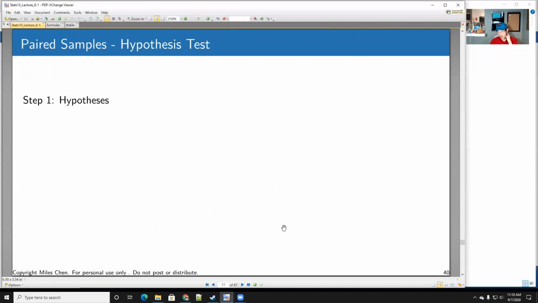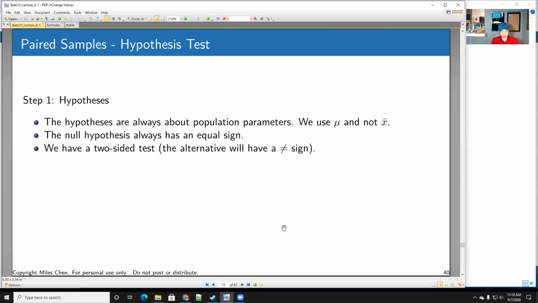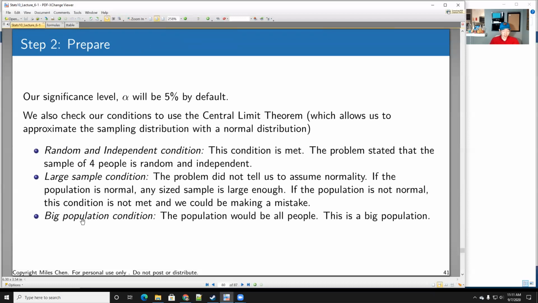If we want to do a hypothesis test, we follow the exact same steps, and I'm going to go through it quickly. The hypotheses here are that the mean difference is 0 versus it's not 0. And again, we can check all of our conditions. We have 4 people, and we're going to assume that they're random and independent. The problem didn't specify to assume normality, so we just have to assume that it's okay. If it's not normal, then we could run into problems.